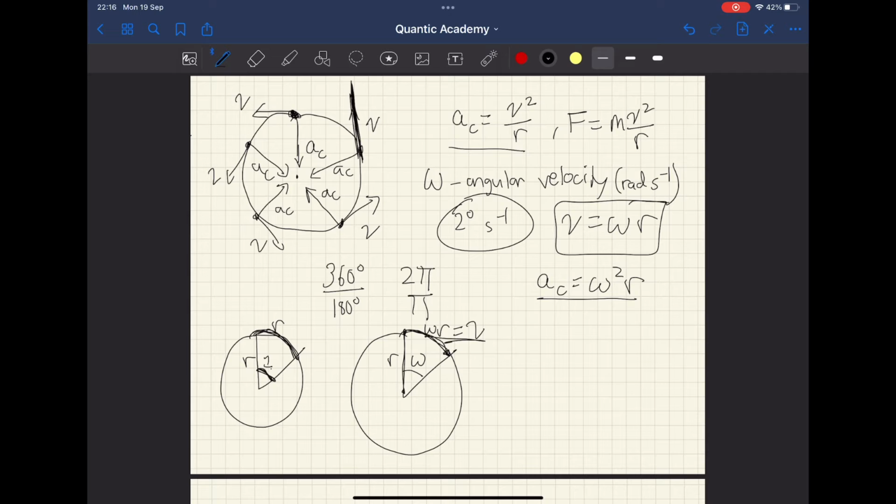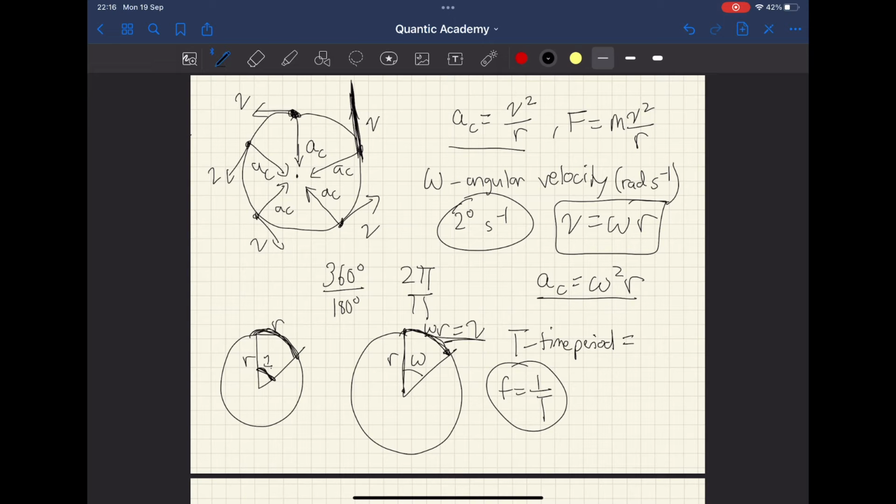Last but not least, we consider the time period, which is basically the time it takes to go around the circle once. And there's also frequency, which is how many times it goes around the circle in 1 second. That's 1 over time period. So what's time? Well, we know speed is equal to distance over time. So that means time is equal to distance over speed.